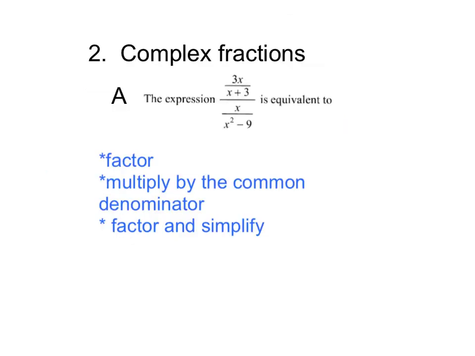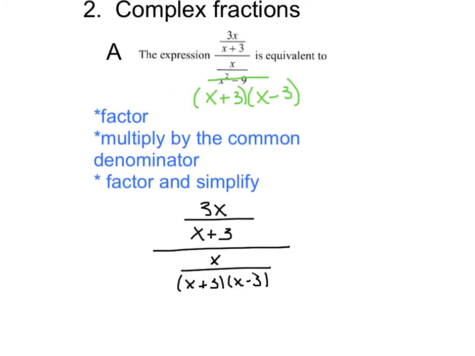Question 2. Again, here are just my general rules of thumb. Factor, multiply by the common denominator, and then again factor and simplify. So I factor my denominator and I've got x plus 3 and x minus 3. So as I look at my denominators, I would say my common denominator is x plus 3 and x minus 3. So recall, we write that next to both, x plus 3 over x minus 3, because really we want to think of it as multiplying by 1.